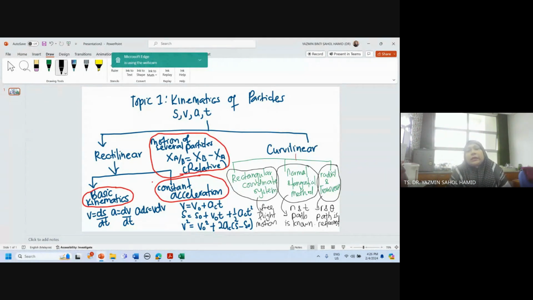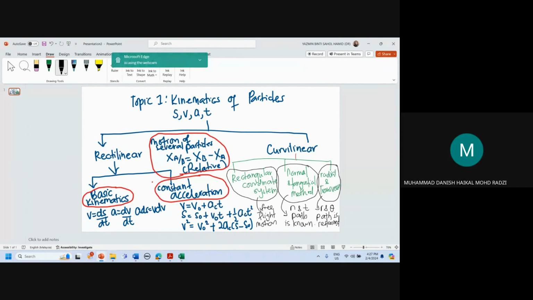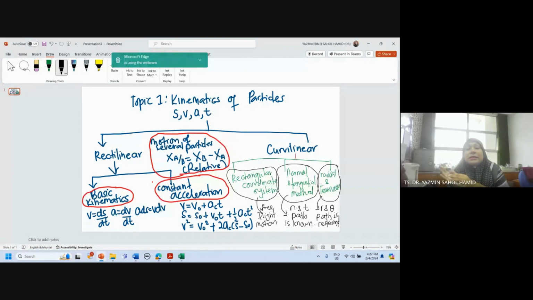Example, let's say there's a building, and it has a spotlight near the gate, but the path of the light can only move from 0 to 90 degrees, right? So it's restrained, but it is moving in a curved line. Like for just now, the car is not restrained to anywhere. The path is known, but it can move to anywhere it goes. But for radial and transverse, the path is restrained. Okay? So those are the three different types of motion that can happen when the path is moving in a curved line.